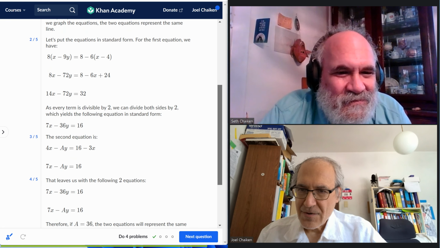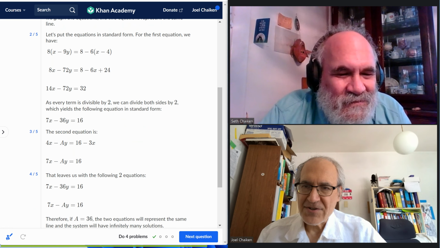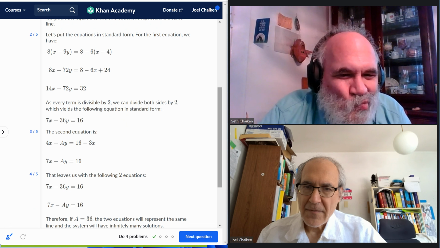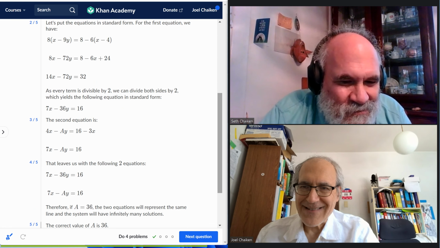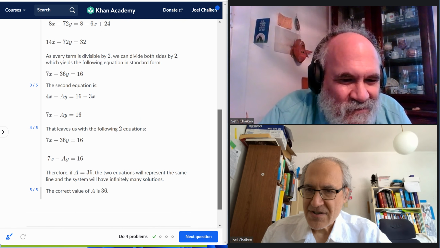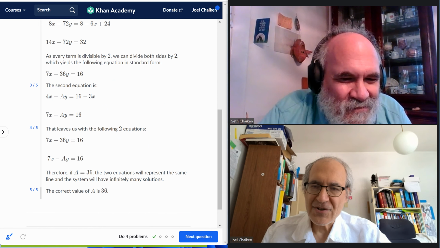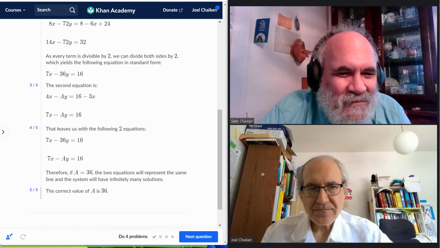The second equation, they divided by 2. Fine. Divide by 2, that's fine. That leaves us with 2 equations. Therefore, with 36, the 2 equations represent the same line, and the system has infinitely many solutions. Okay, so a pretty standard way of doing it.